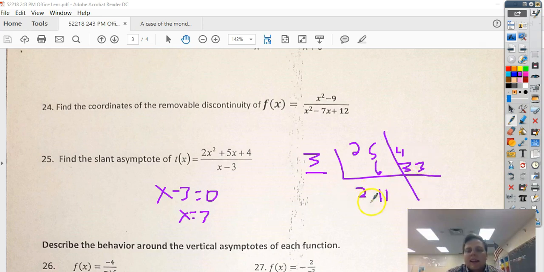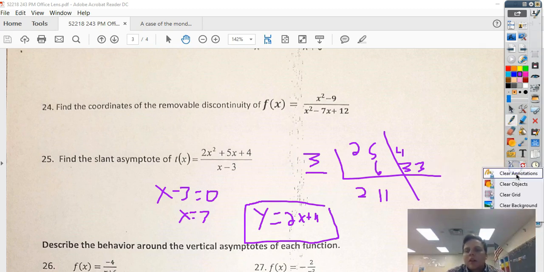So bam, my slant asymptote is 2x plus 11. So y equals 2x plus 11. Because you should remember, the last number is always your remainder, which doesn't factor into the slant asymptote. The next thing is your constant, the next thing is your coefficient on x. So my slant asymptote is y equals 2x plus 11.